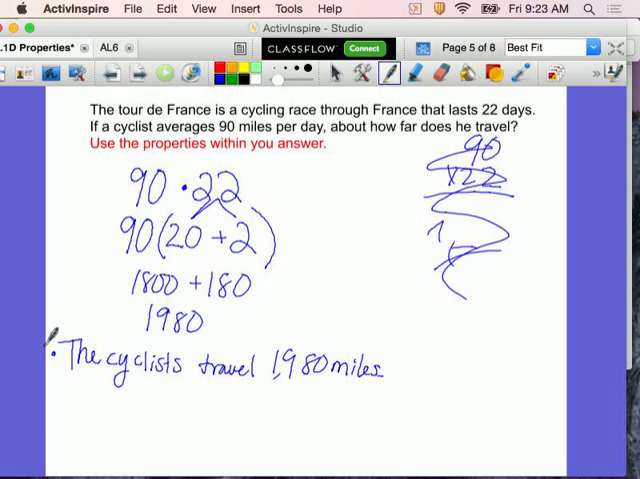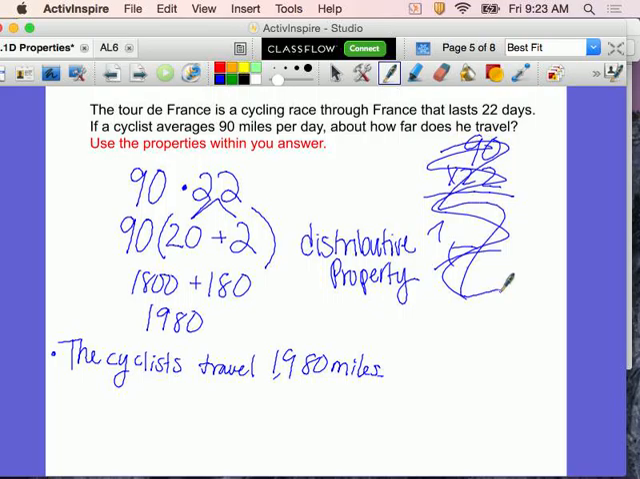Okay, so I expect to see you using your properties. And what property did I use right here? The distributive property. Okay, so make sure that you're not just doing whatever you would to solve it. We're studying properties, so I want you to attempt to use them.